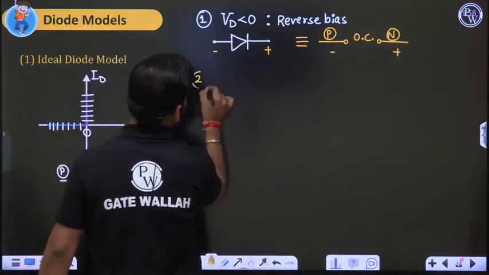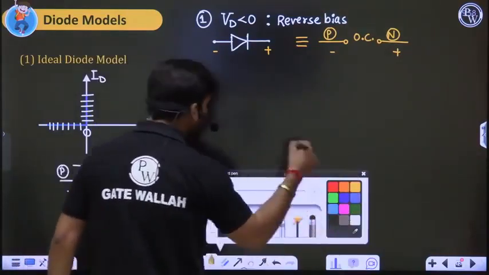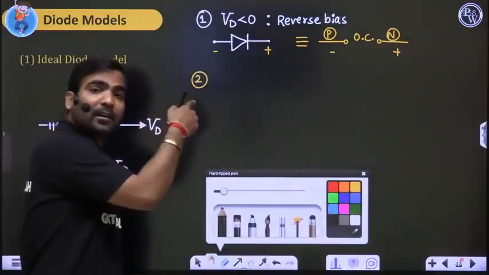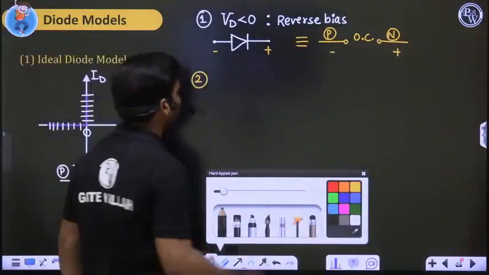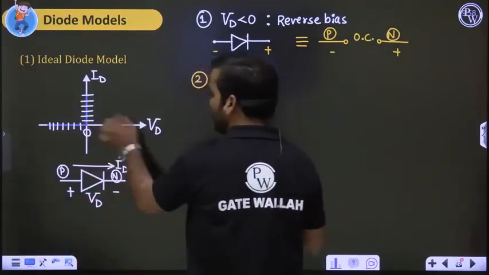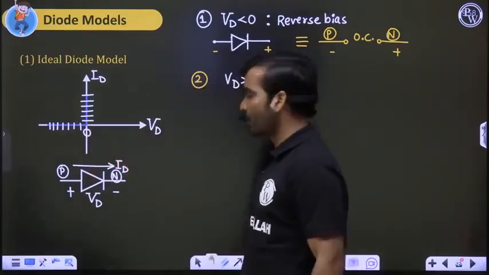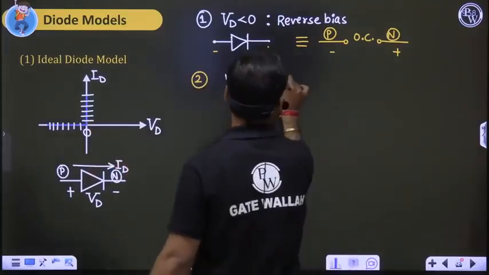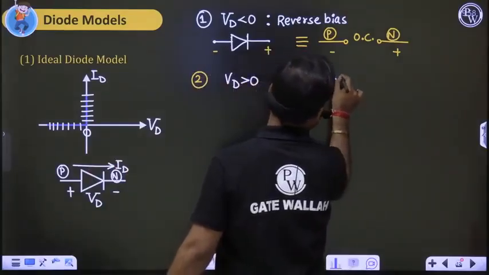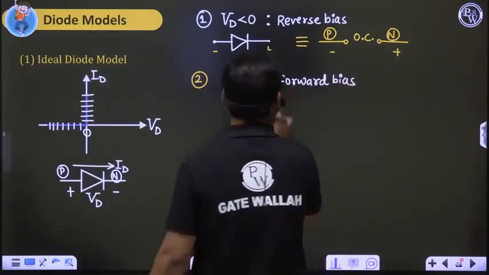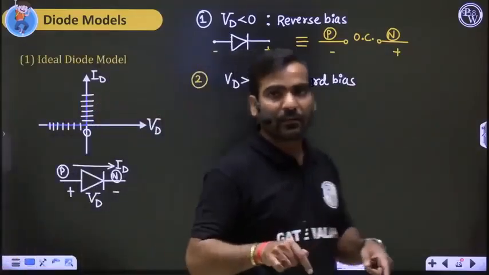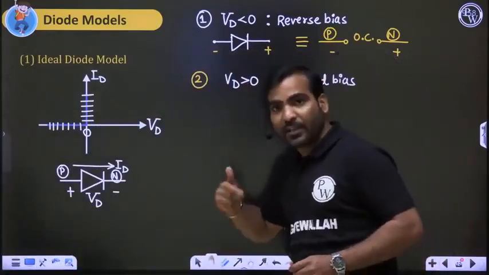Second case. Now, the second case is, suppose the diode is connected. That's why you have to listen carefully. That is more important than anything that is written on the board. Suppose the voltage across the diode is greater than zero. Voltage greater than zero, 0 plus. What is the meaning of that? Then forward bias. That's why I am telling again and again what is the meaning of VD greater than zero. Don't believe in the writing, just feel the meaning.